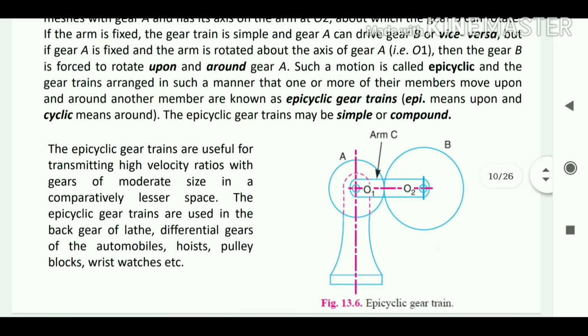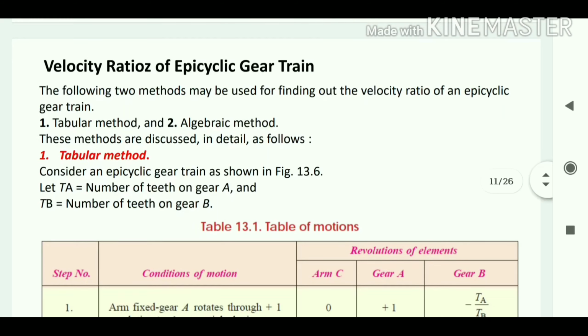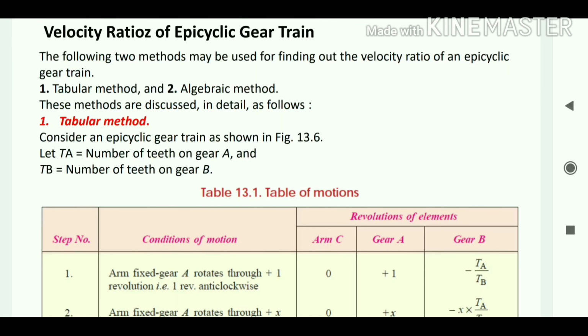So the epicyclic gear trains may be simple or compound. They are useful for transmitting high velocity ratios with gears of moderate size in a comparatively lesser space. So where there is a space restriction, epicyclic gear trains are used for high velocity ratios. They are used in the back gear of a lathe, differential gears of automobiles, hoists, pulley blocks and wristwatches, etc. Now in the next slides we are going to see how the velocity ratios of an epicyclic gear train are analyzed.